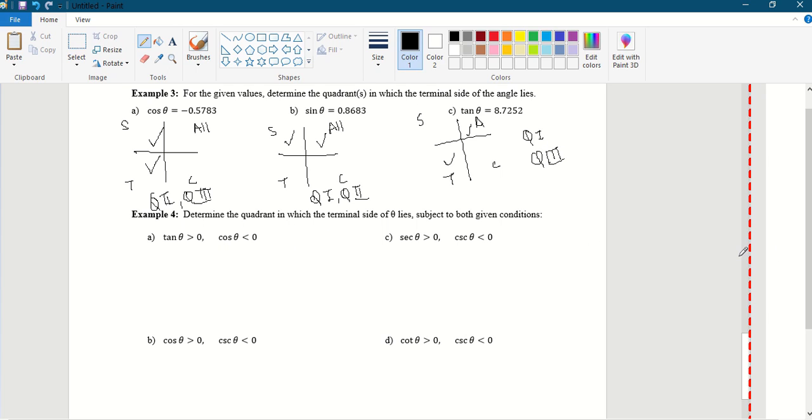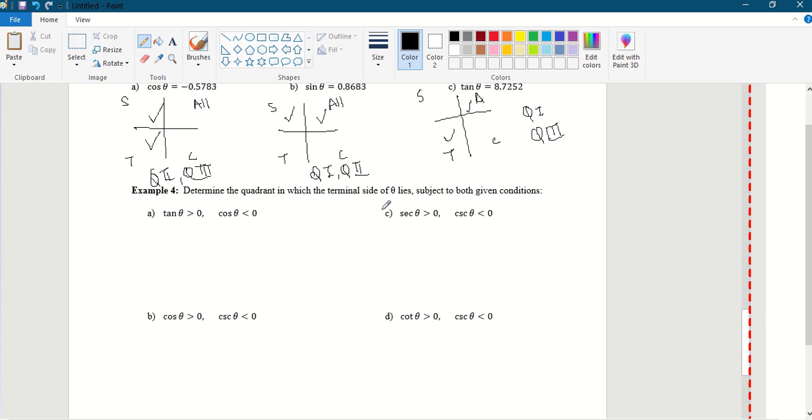Okay. For this problem, we are asked to determine in which quadrant the terminal side lies where both conditions are met. So again, we quickly sketch our chart here, and write all S, T and C. Now we want to look for where tan is positive. Tan is positive in quadrant 1 and quadrant 3. The second condition is that cos has to be negative. Between these two, cos is positive in quadrant 1, so that does not work. Only one place has tan positive and cos negative. So the answer to A here will be quadrant 3.